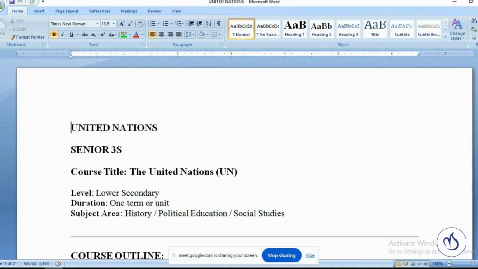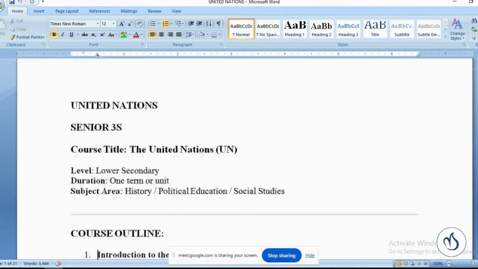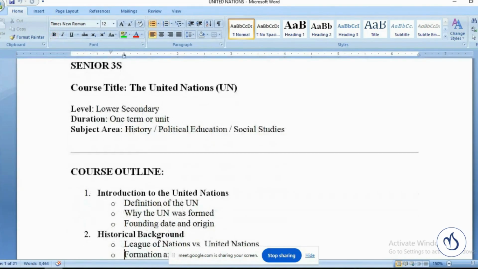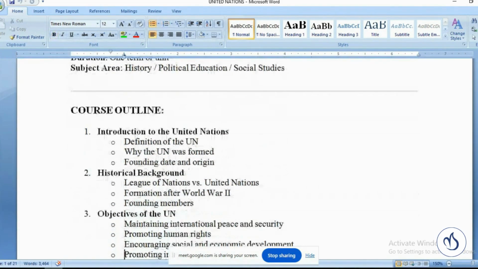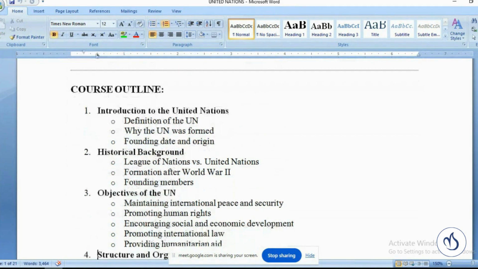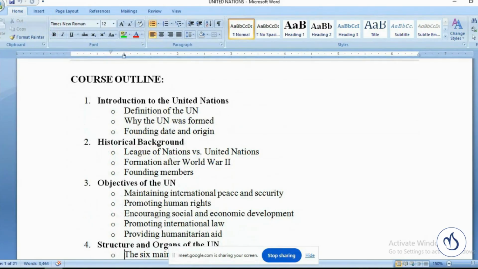This organization replaced the League of Nations, and it has very many objectives, which include maintaining international peace, promoting human rights, encouraging social development and economic development, promoting international law, providing humanitarian aid, and very many others.